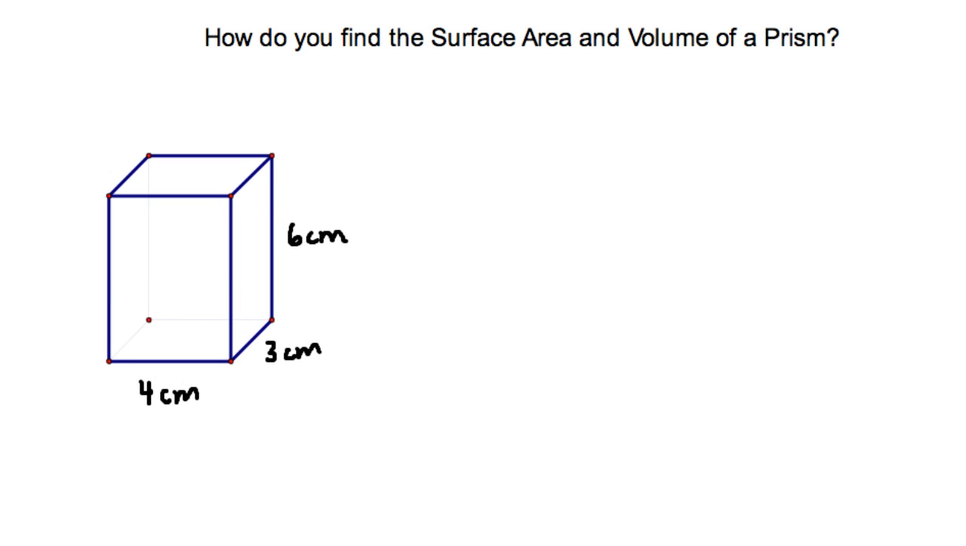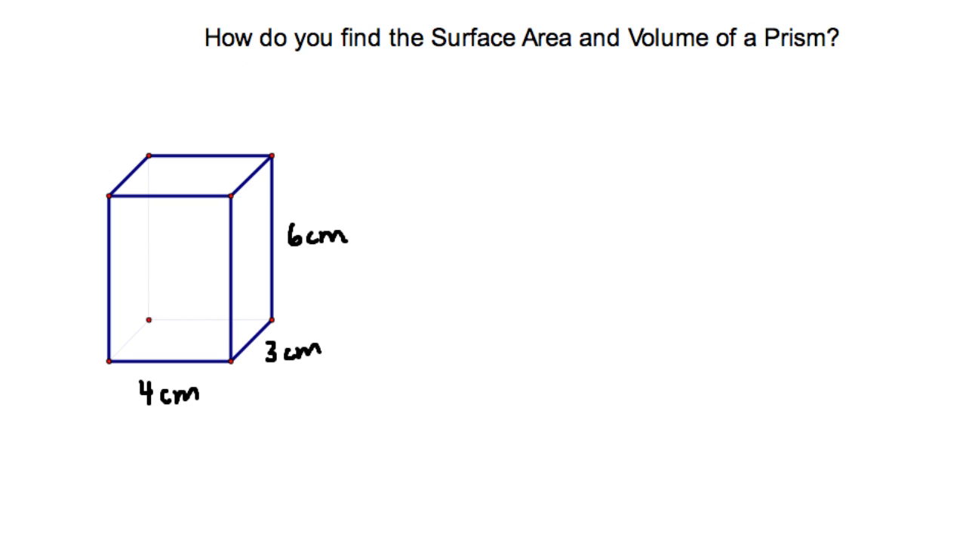In this video, what we're going to do is explore how to find the surface area and volume of both prisms and cylinders. But before we do that, we need to understand what makes something a prism and what makes something a cylinder. So shown here on the left is a rectangular prism.